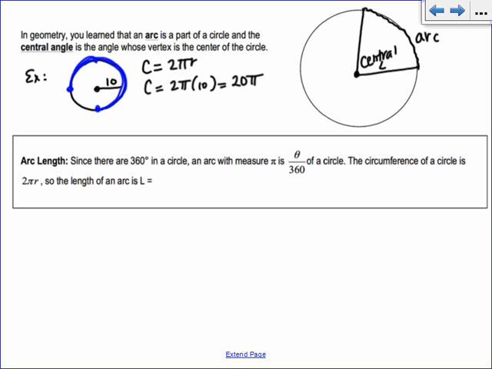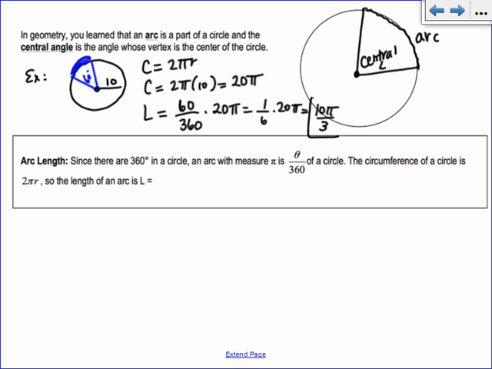Well, what if I have, instead of having that portion of the circle, what if I have 60 degrees in here, and I have just that portion? Can you guys figure out what fraction of the circle I have? 60 over 360, which is 1/6, right? So we have 1/6 of the circumference. So then the arc length would be 60 over 360 times the circumference. So 1/6 of the circumference, so 10 pi over 3 would be that arc length.